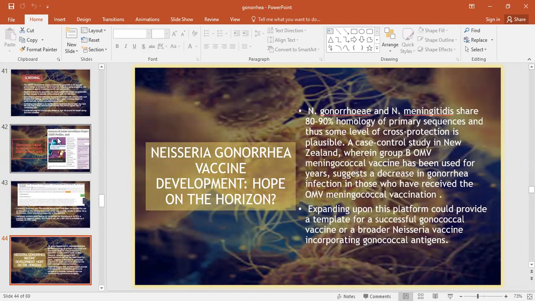Neisseria gonorrhoeae vaccine development. Neisseria gonorrhoeae and Neisseria meningitidis share about 80 to 90% homology of primary sequence, and thus some level of cross-protection is plausible. A case-control study in New Zealand, where a group B outer membrane vesicle meningococcal vaccine has been used for years, suggests a decrease in gonorrhea infection in those who have received the outer membrane vesicle meningococcal vaccination. Expanding on this platform could provide a template for a successful gonococcal vaccine or a broader Neisseria vaccine incorporating gonococcal antigens.